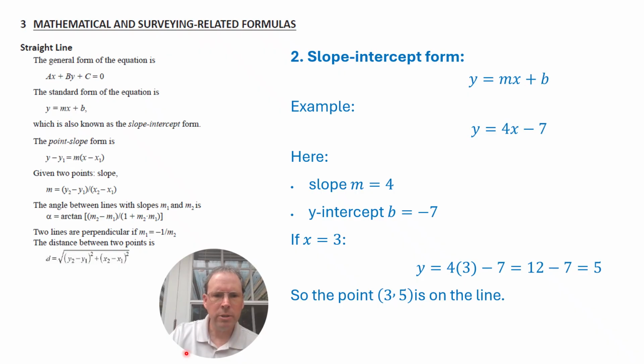Okay, we'll take another example here. Let's say we have y = 4x - 7. In this case, the m value is 4, so the slope's 4. The y-intercept is -7. And let's say we set x to 3. You put it in the equation, and you get y equal to 5. So a point on that line is (3, 5).